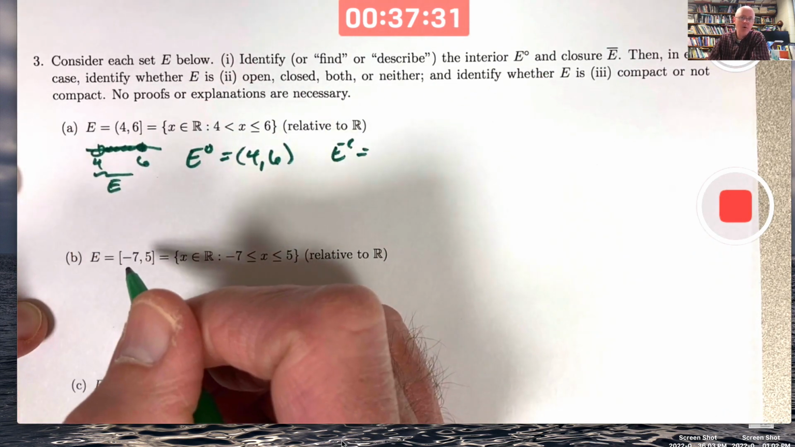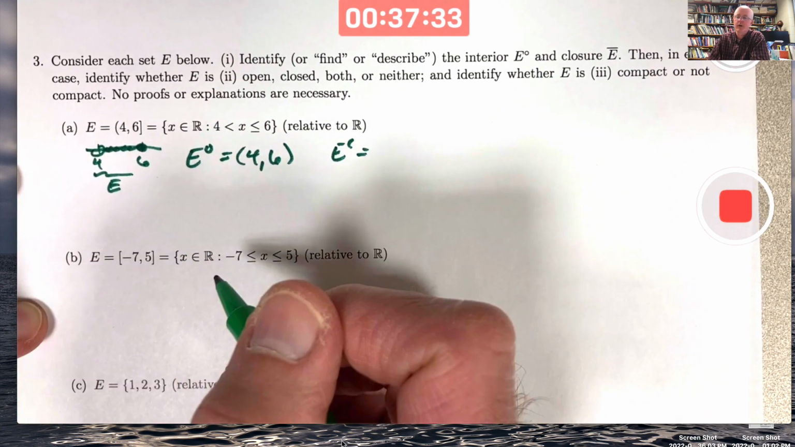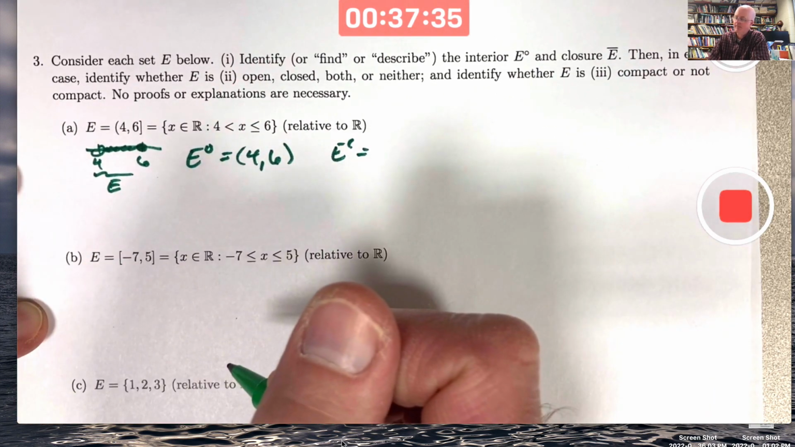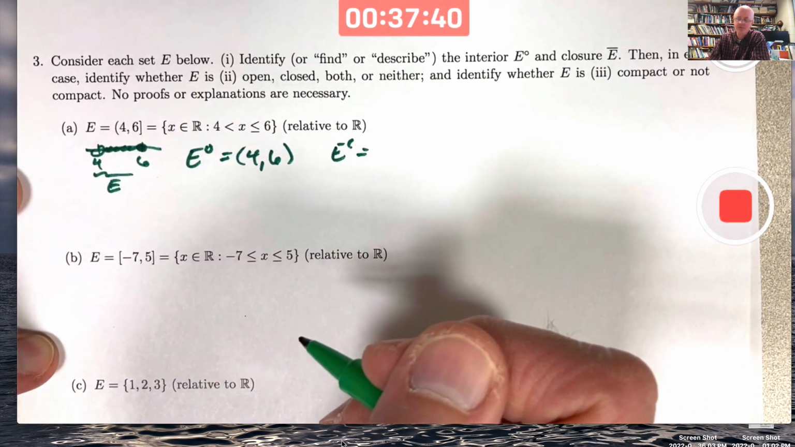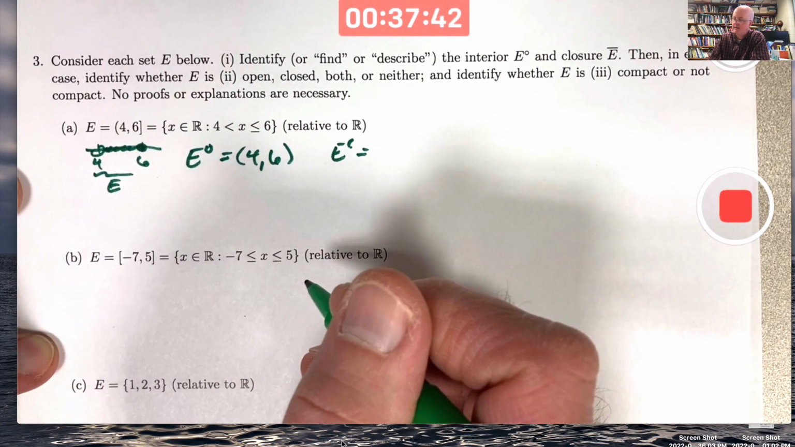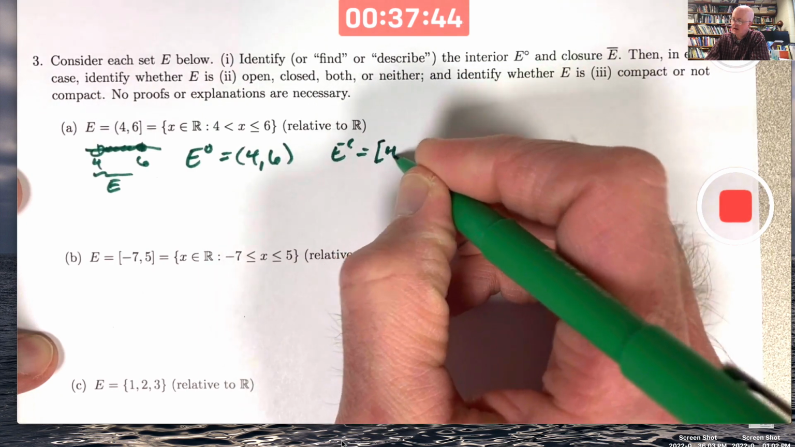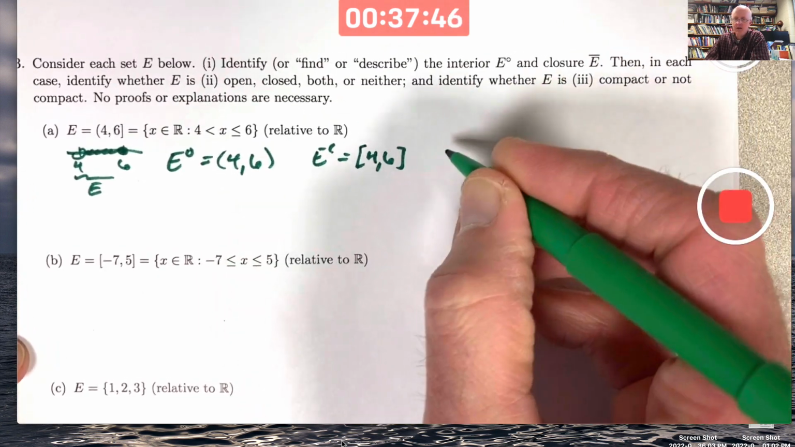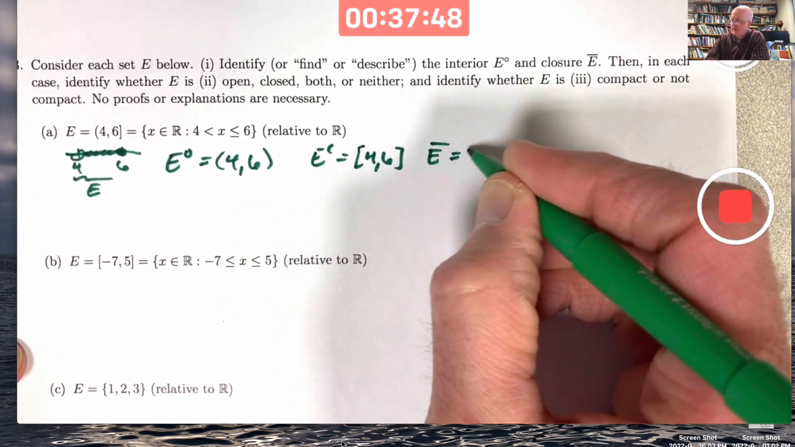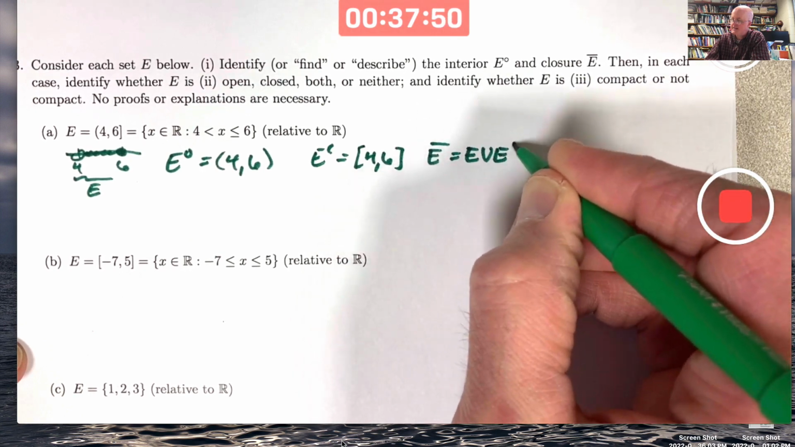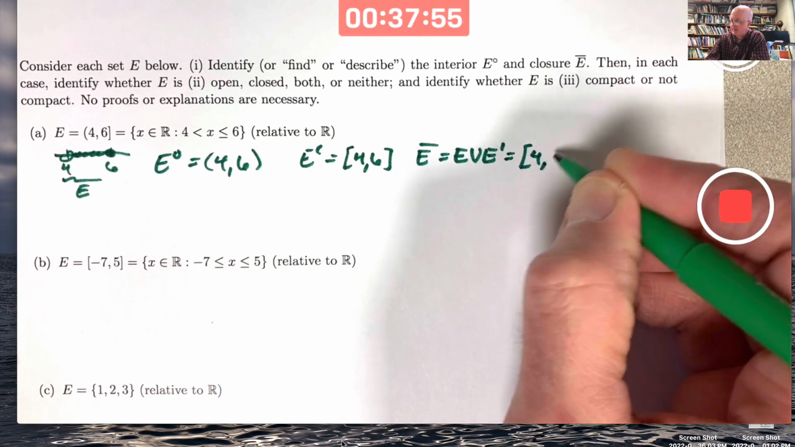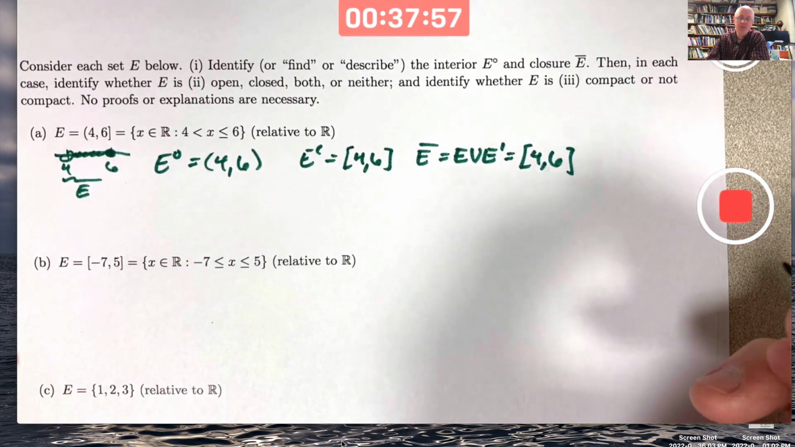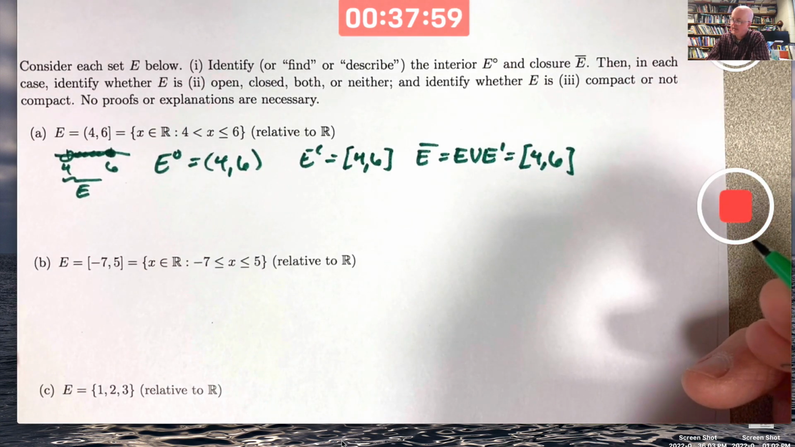4, though, the number 4 is also in the derived set. It's also a limit point of E, even though it's not in E. Any little open interval centered at 4 is going to contain points in E. And 4 itself is not in E. So it's the entire closed interval. The closure then, remember by definition, is the union of E with its derived set, and that's going to be the same as the derived set in this case. Not always, but in this case. That'll be the closure.